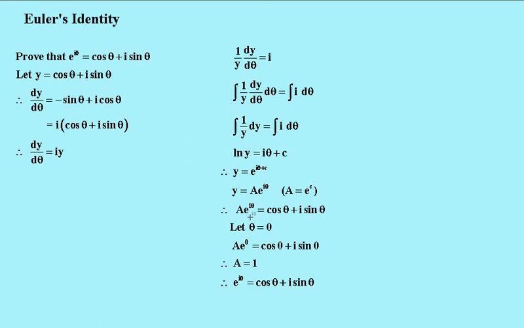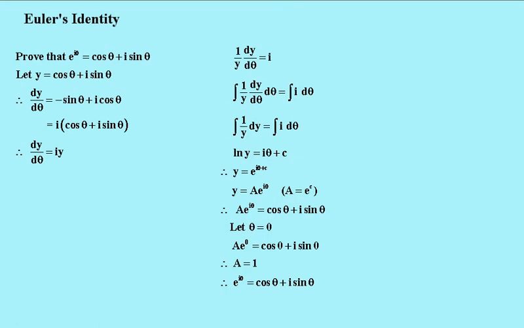Now, because it's an identity, we can let theta be anything we like, so I'll let theta equal 0. So e to the 0 equals cos of 0 plus i sine of 0, which means, of course, cos of 0 is 1, e to 0 is 1, and of course this will be 0, so a must be equal to 1. So if a is equal to 1, then we replace that a with 1, and we get the result that e to the i theta is equal to cos theta plus i sine theta.